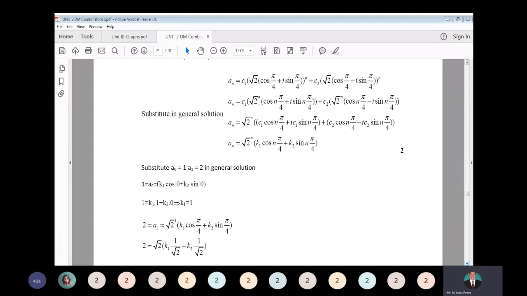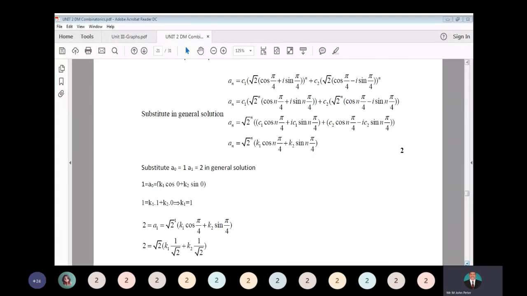So a_n = c1 (√2(cos π/4 + i sin π/4))^n + c2 (√2(cos π/4 - i sin π/4))^n. So 1 + i and 1 - i are replaced by their equivalent values. That is a_n = c1 (√2)^n (cos nπ/4 + i sin nπ/4) and the power n can be rewritten like this. Here (√2)^n, and inside it is converted to cos nπ/4 - i sin nπ/4.